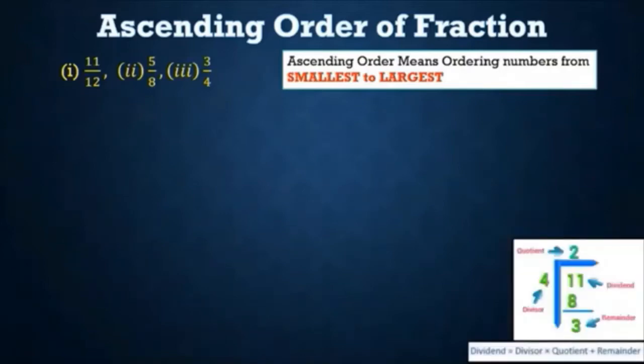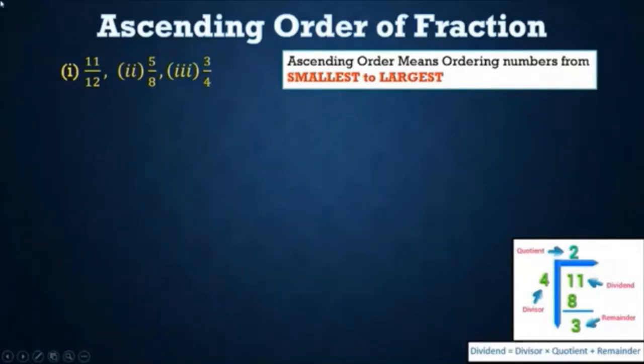This division will be used in our workings. So dividend is equal to divisor into quotient plus remainder. This is a very important concept we have to note. The 4 is divisor, 2 is the quotient, 11 is the dividend and 3 is the remainder.